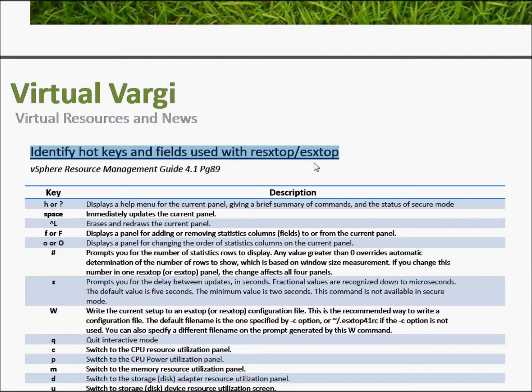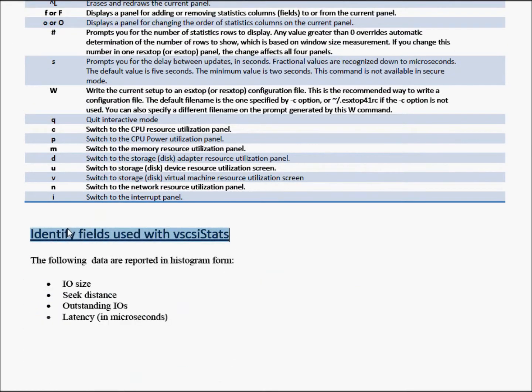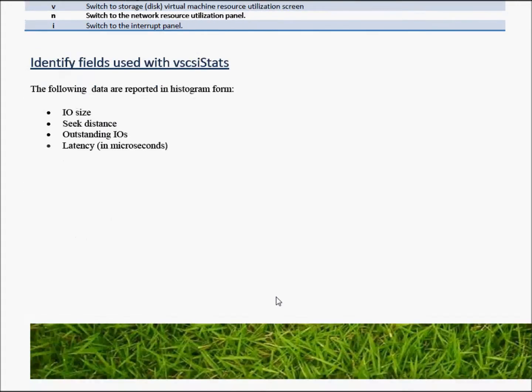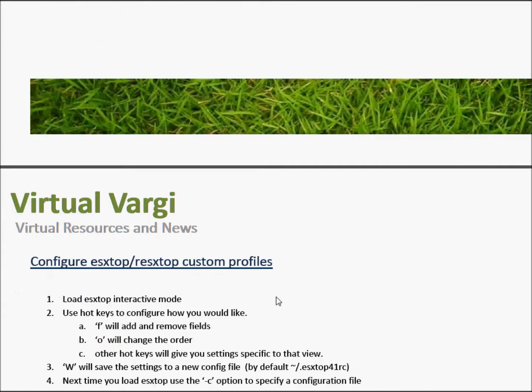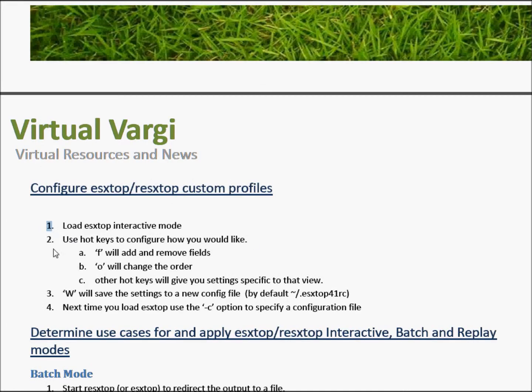used with ESXtop, and this is taken from the Resource Management Guide, page 89, and you can go through those at your leisure. And we need to identify the vSCSI stats fields, and these are some of the data that's reported in histogram form. We scroll down now to the first objective, which is configure ESXtop custom profiles, and it's going to be approximately 1 to 4 steps to do this. And we'll move over to our environment now.